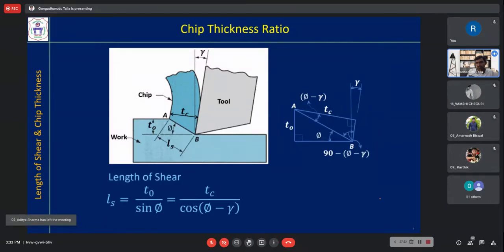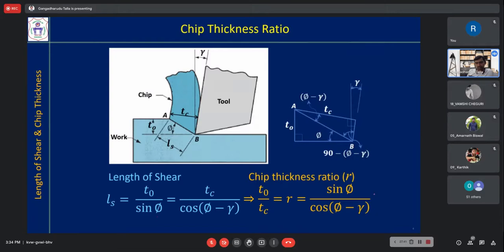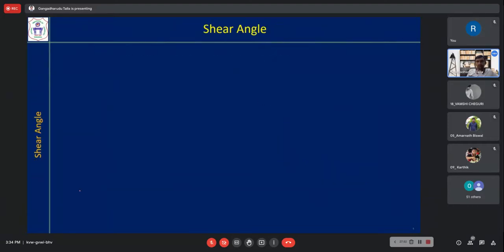Okay. So same thing, whatever I have shown, chip thickness ratio R is T0 by sin phi. That is also equal to TC by cos phi minus gamma. So ultimately this is the formula you have to remember. Based on this we'll solve some problems later on.